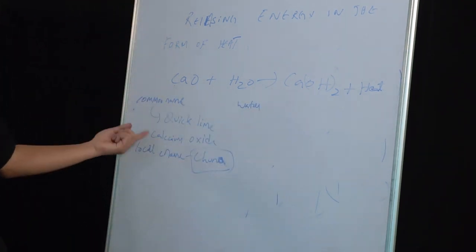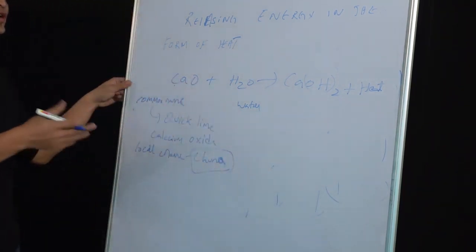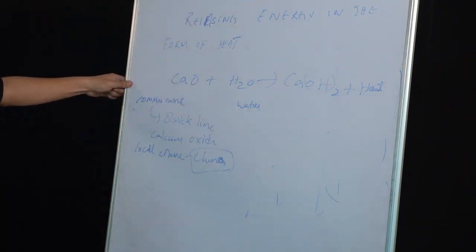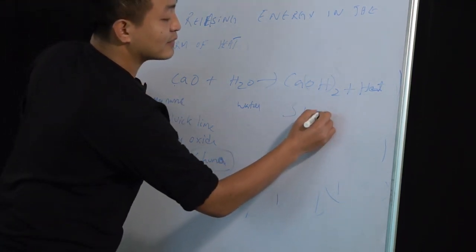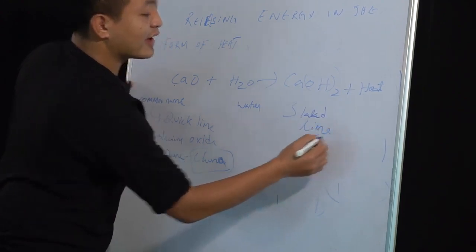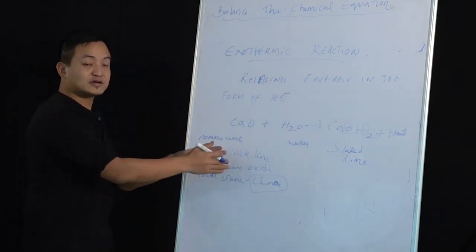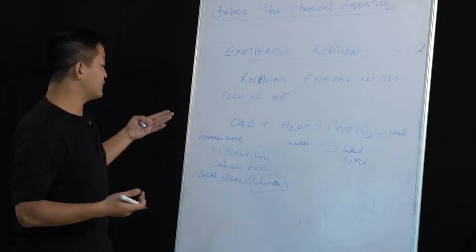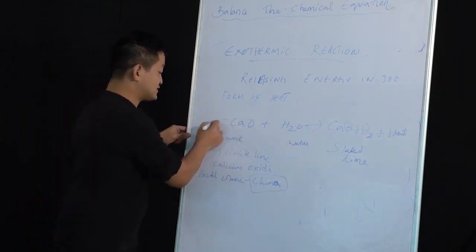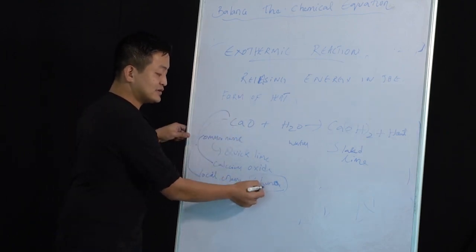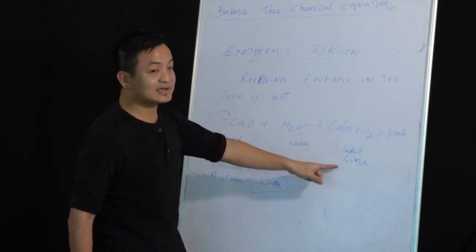So what will happen if you react water and tuna, or lime, together? If you add water to this lime, what will you get? We will get slaked lime, S-L-A-K-E-D L-I-M-E. On mixing quicklime with water, quicklime is the common name, the chemical name is calcium oxide, CaO, and the local name is tuna. Okay? And so quicklime on addition of water will give slaked lime.